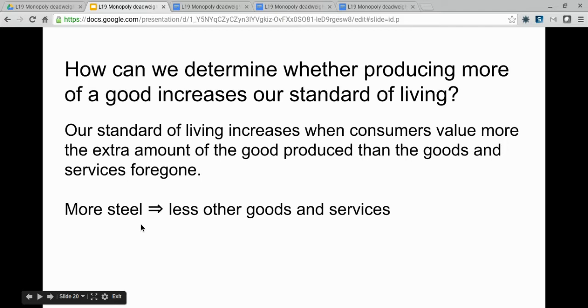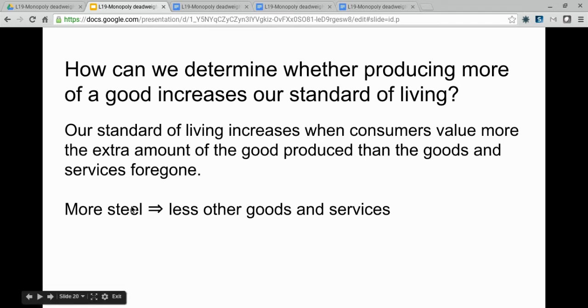Producing more steel requires the steel factories to purchase more inputs. When the economy is on its production possibilities frontier, the additional resources needed must quit producing other goods and services, and the amount of other goods and services decreases. More steel leads to less other goods and services.